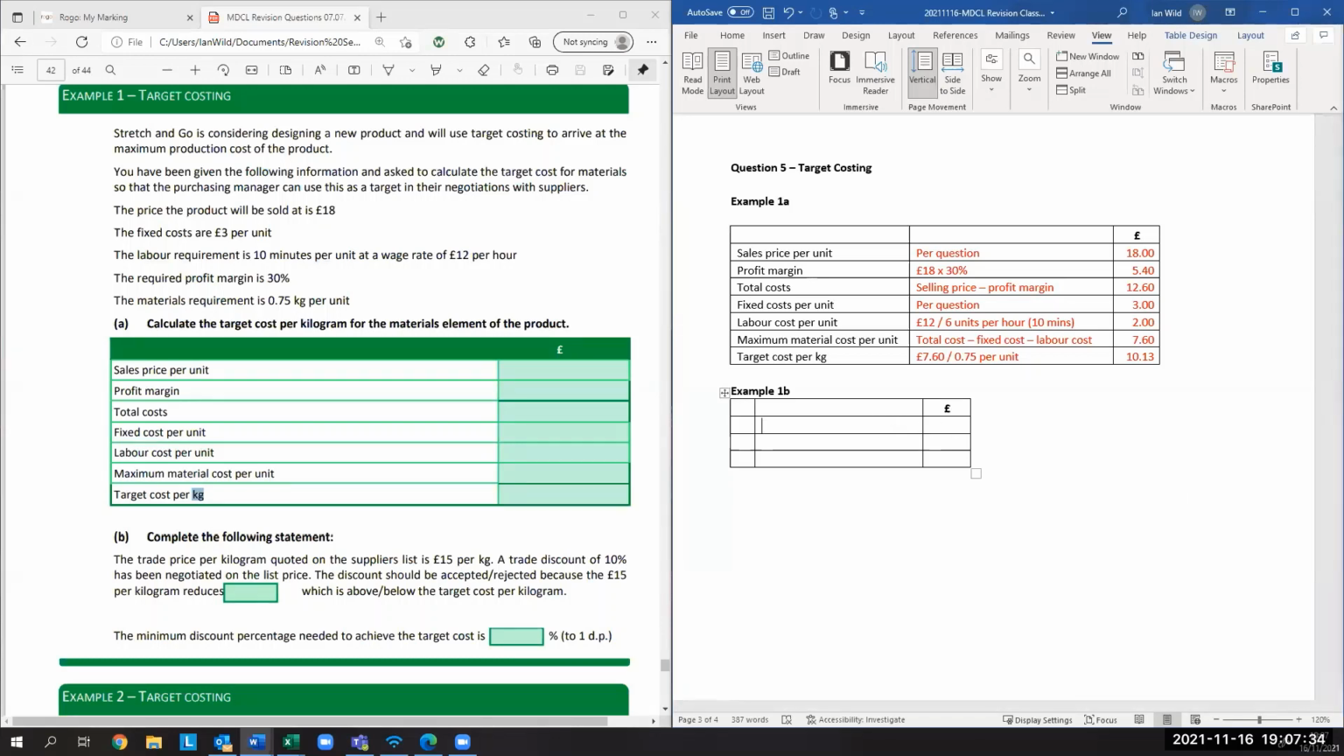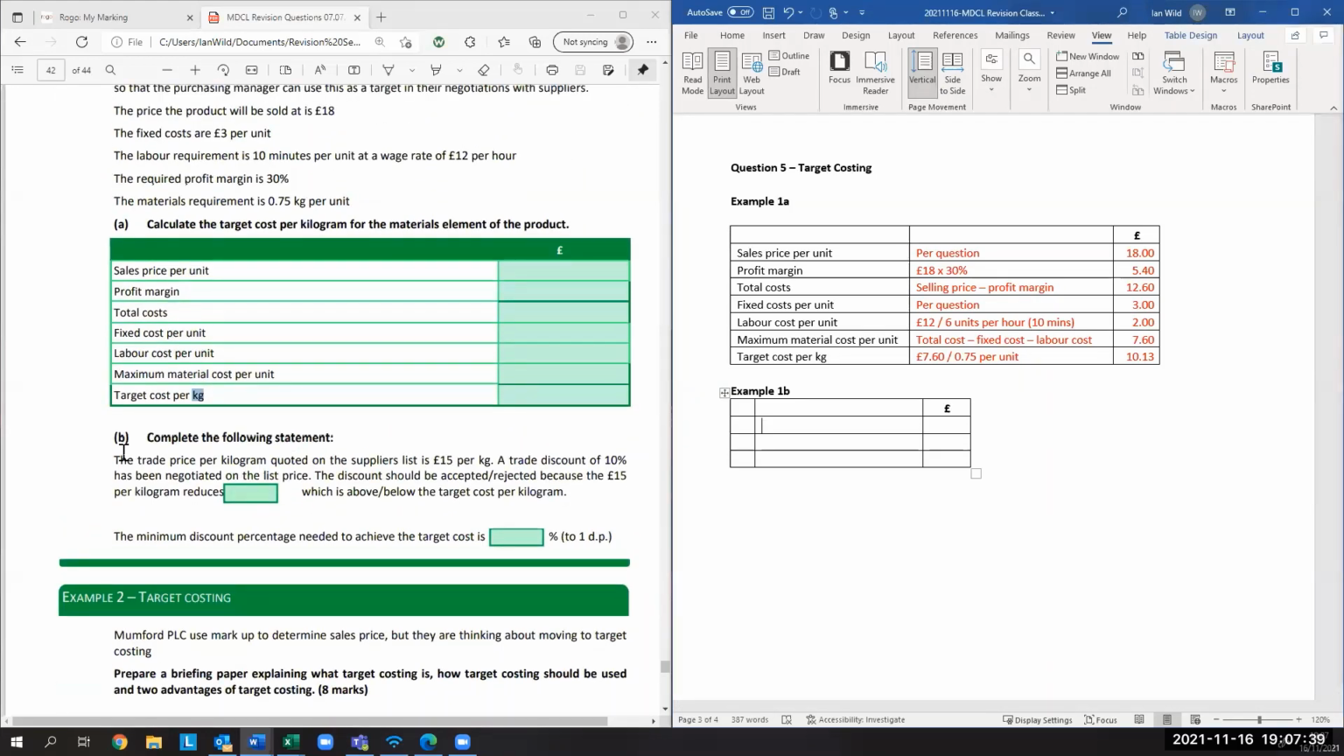Right then. Let's move on to the next bit, which again looks fairly innocuous. The trade price per kilogram has been quoted on the suppliers list as £15 per kilogram. So what I've done is put together a little table like this. I like working in tables like this because it makes it look easier.